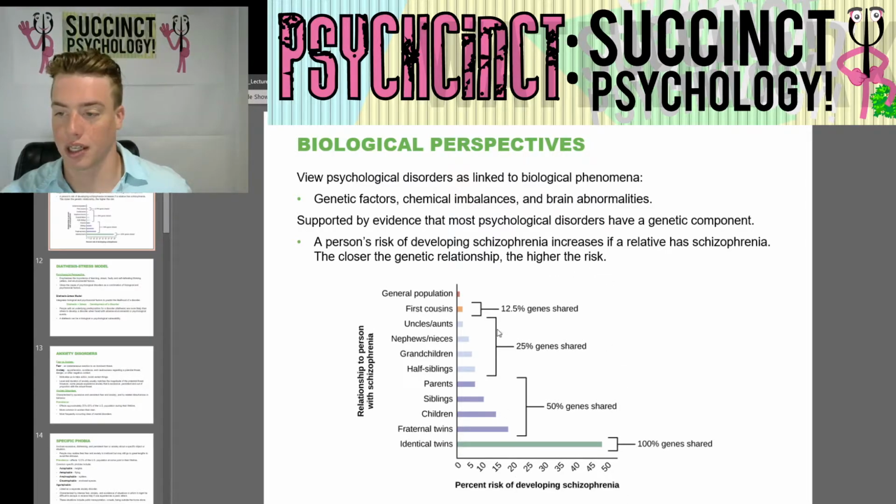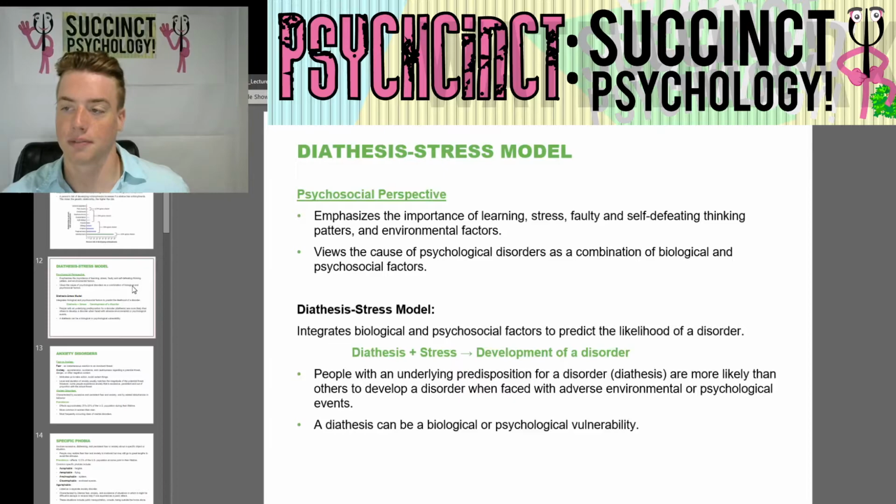So here you can see, depending on the percent of genes shared, the higher the risk goes for developing schizophrenia. And here you can see the relationship. So if they're identical twins, they have a very high risk of developing schizophrenia.